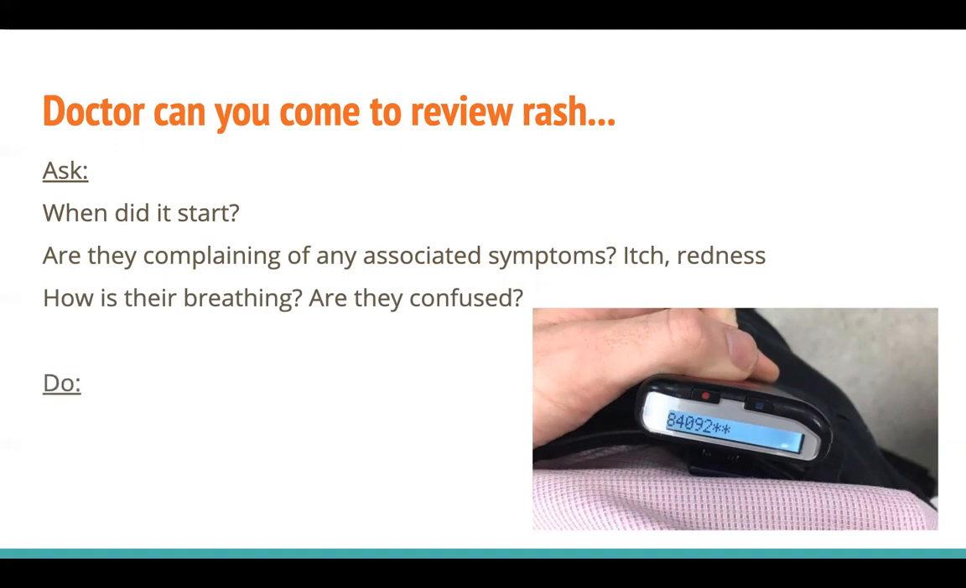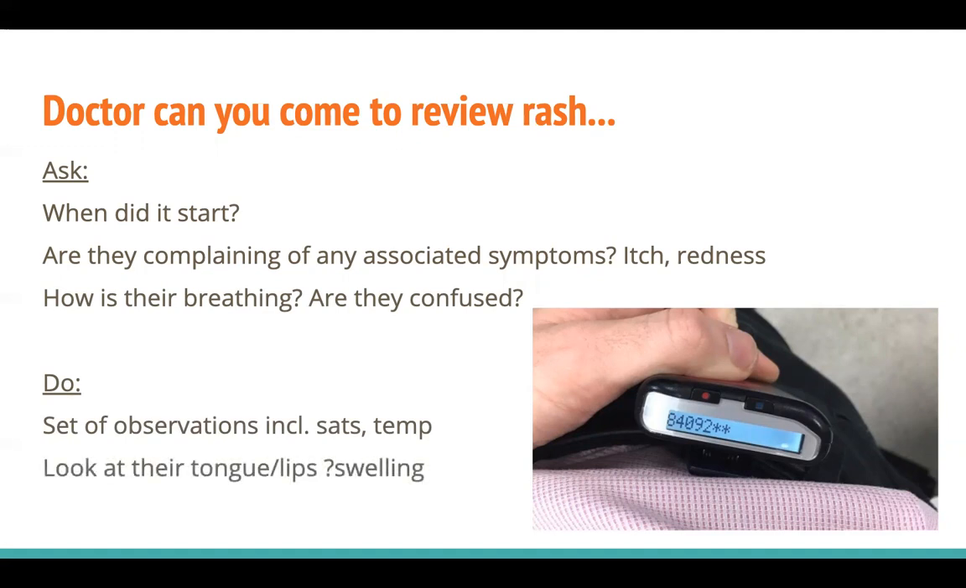After this, you should ask the nursing staff to do a few things. One of the first things that they need to do is a set of observations, including SATs and a temperature. Next, ask them to look at the tongue or the lips. Is there any evidence of swelling? Now, these two are important because you need to identify whether the patient's systemically unwell, but also if there are any signs of anaphylaxis, and that will affect how urgently you review the patient.